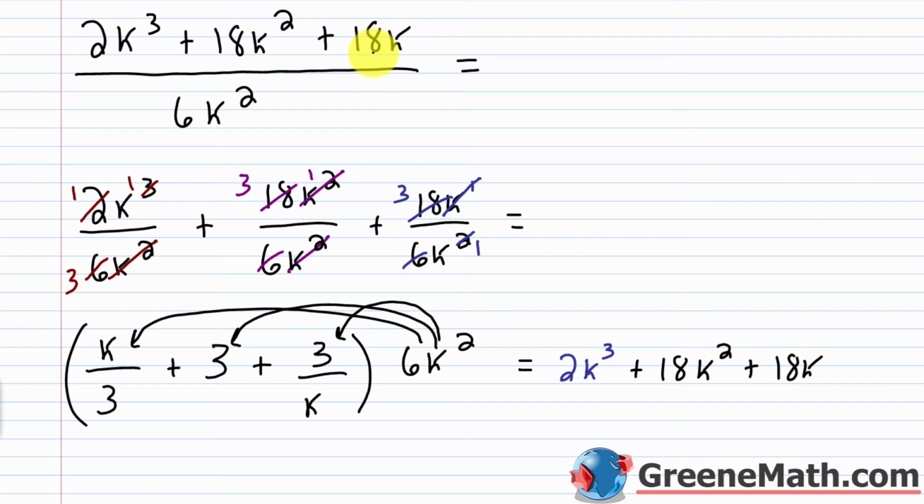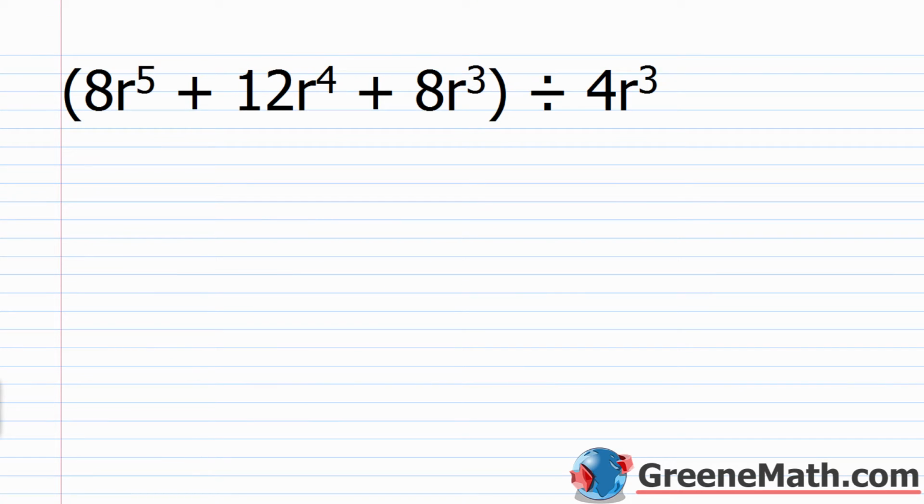That way, if you didn't, you can correct the mistake right away. All right, let's take a look at another one. So we have 8r to the 5th power plus 12r to the 4th power plus 8r cubed divided by 4r cubed. So again, I'm going to write this as a fraction.